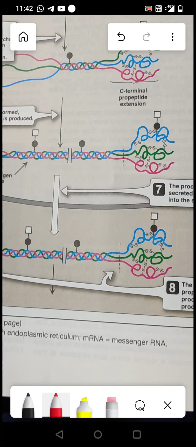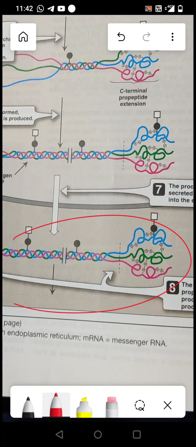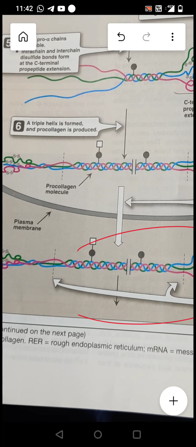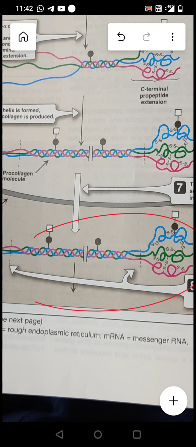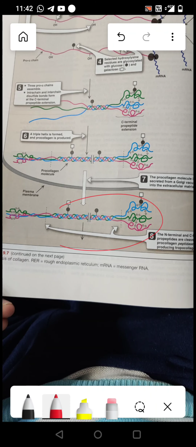Understand this well. What is the difference? You have this triple helix procollagen. This whole structure, what you're seeing here, is your triple helix procollagen, up to this portion, this whole thing. Let me just minimize that. This whole structure is your procollagen. It is coming out of the Golgi apparatus.